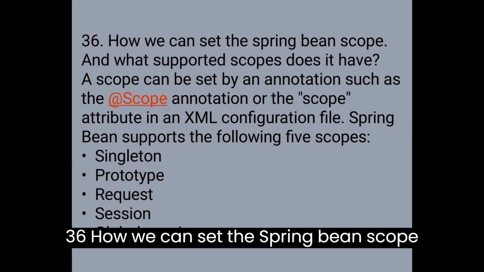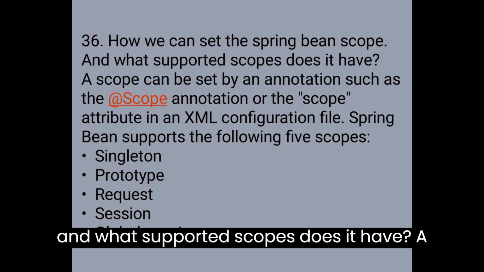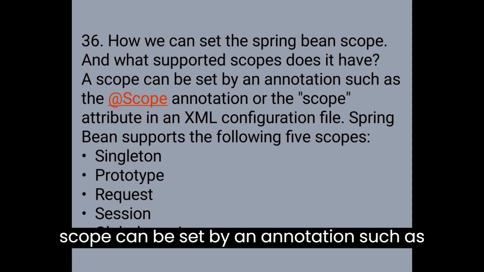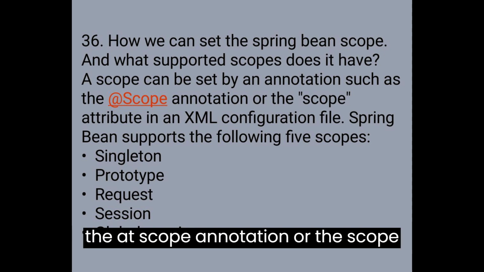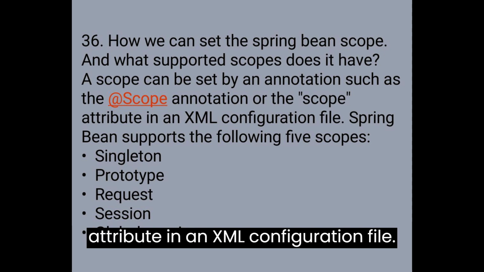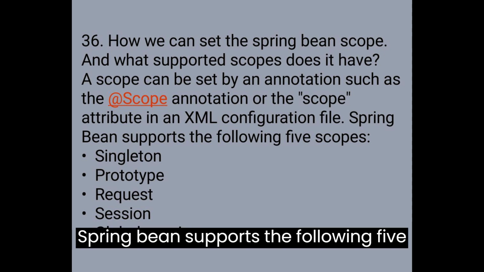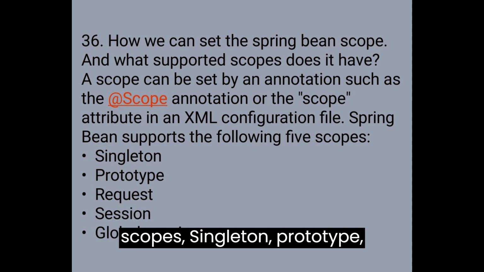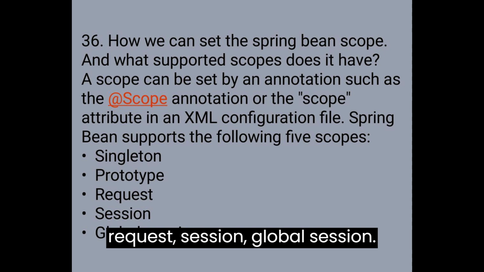36. How can we set the Spring Bean scope, and what supported scopes does it have? A scope can be set by an annotation such as the @Scope annotation or the scope attribute in an XML configuration file. Spring Bean supports the following 5 scopes: singleton, prototype, request, session, global session.